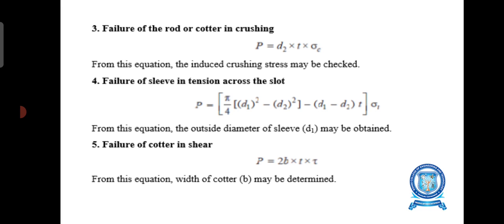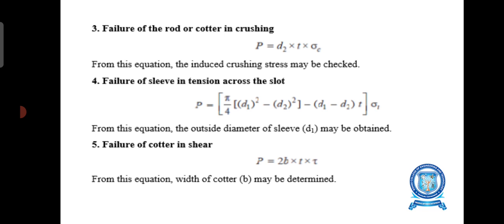Okay. Then we are going to find failure of cotter in shear, the suitable formula is capital P equal to 2B into t into tau, right? Here the width of cotter B may be determined.